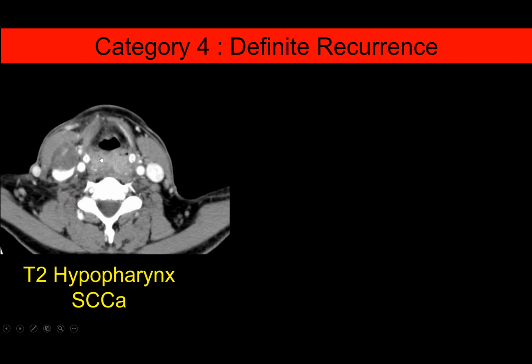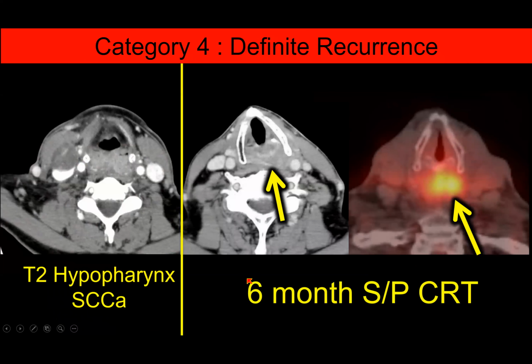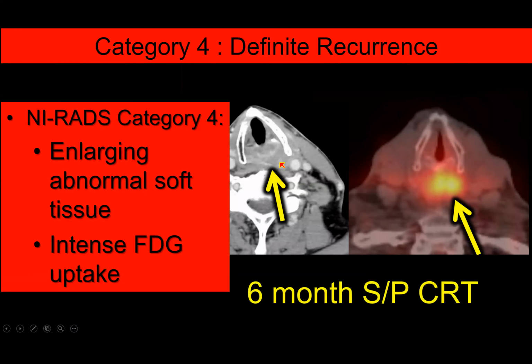This is a patient that had a big hypopharyngeal squamous cell carcinoma, and he had a big lymph node on that side. So that's a T2, depending on its size. We did the initial follow-up, and this actually shrunk down on his first follow-up study after chemoradiation. Then 6 months later, on his more delayed study, we had a lot of soft tissue in that area and avid increased uptake. So this is definitely disease. This is definitely recurrence in this patient. We say that because of the enlarging abnormal soft tissue and the intense FDG uptake at that site. So that's going to be category 4, definite recurrence.